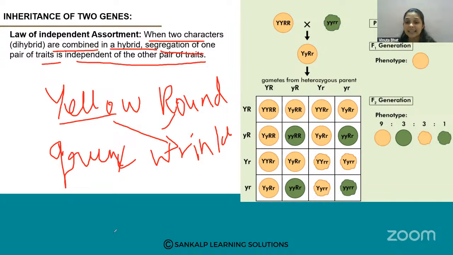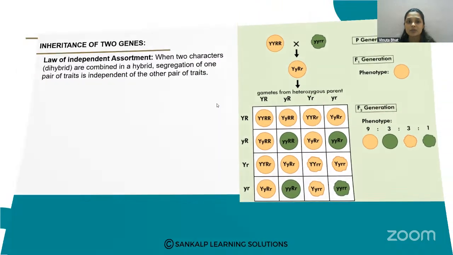So this each character is independent of the other pair of characters. Here yellow and round, these are independent, they are not combined, they are not joint, they are independent of each other. So that is the law of independent assortment. Okay, so inheritance of the 2 genes. So this is very important for your exam.